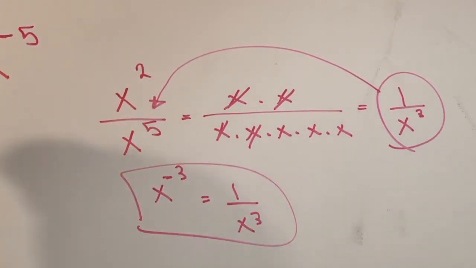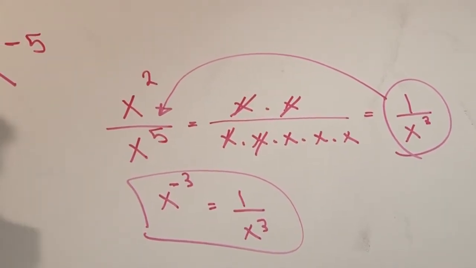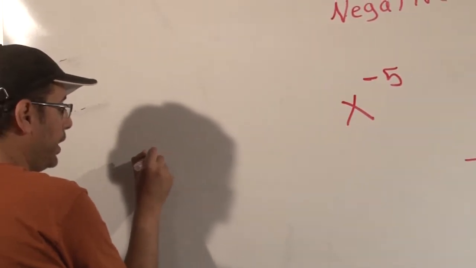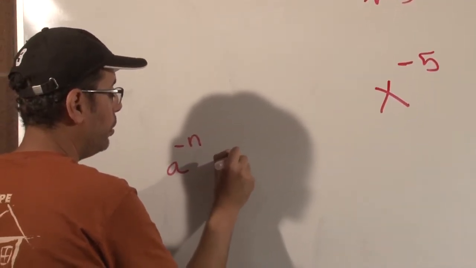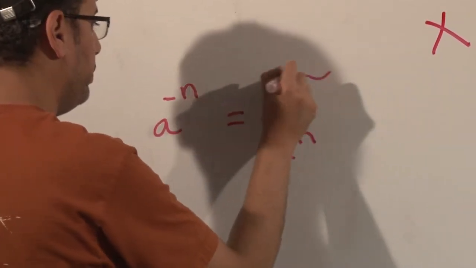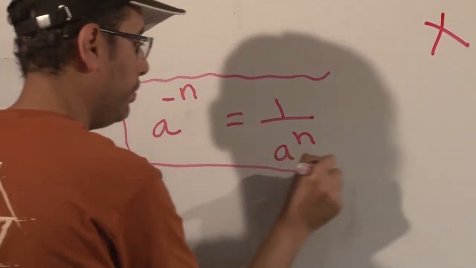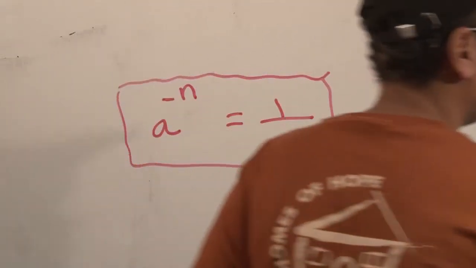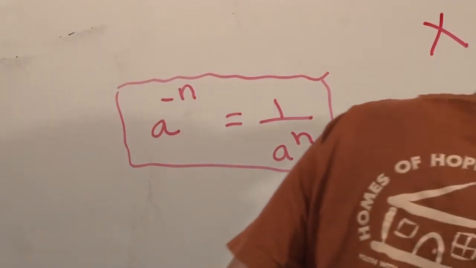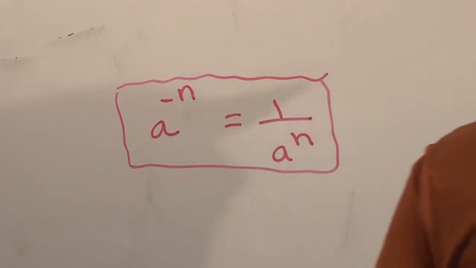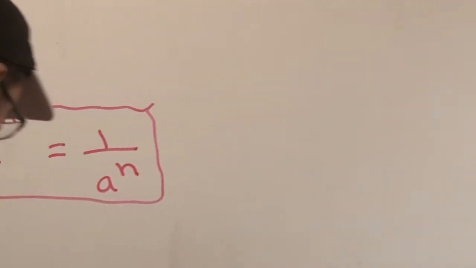So let me go to the rule here. If a power of negative n equals 1 over a power of n. Okay, that would be more clear by example. So let's take some examples about that.